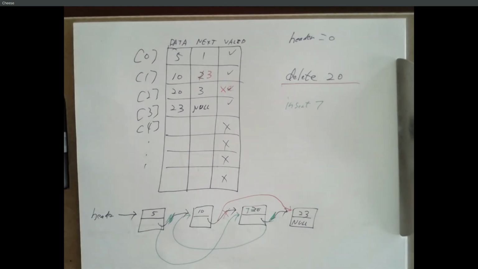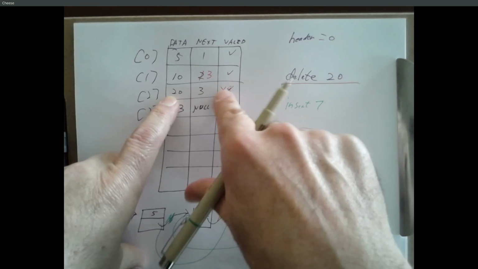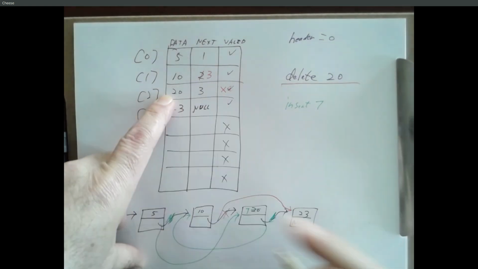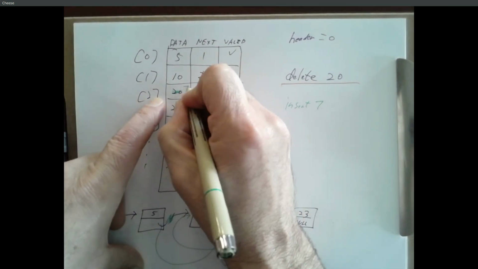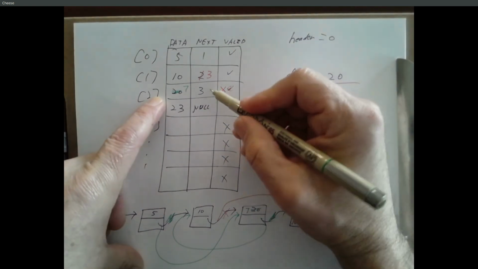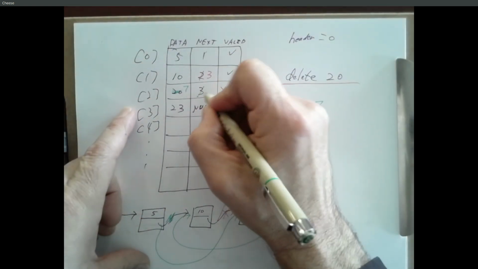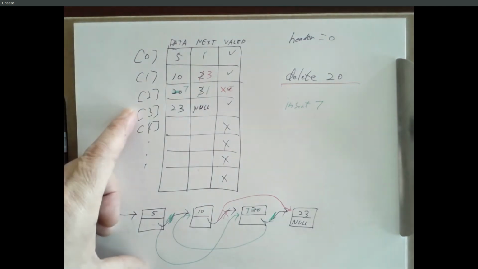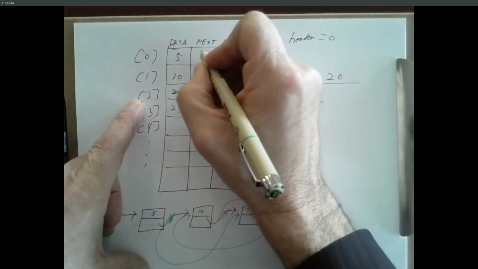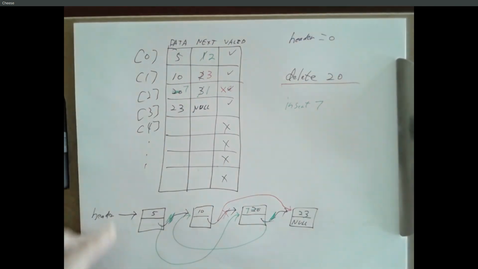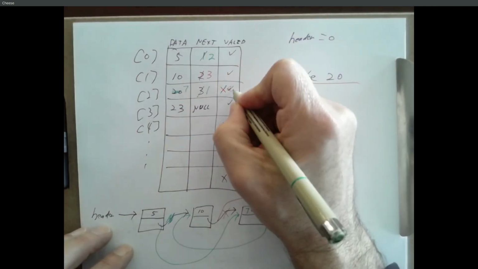So how does that affect the array? Well, we took our block that was not in use, element 2. We set the data value to 7. We changed it to point where the 5 was pointing. 5 was pointing to 1. So we'll change this to point to 1. And we'll change 5 to point to this new block, 2. And we'll go ahead and mark this valid.